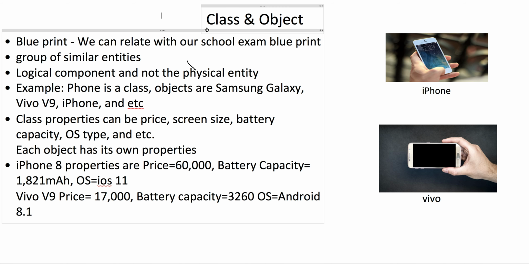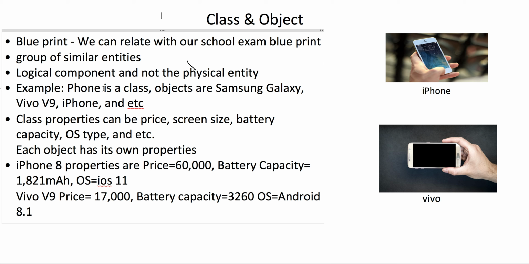Each object need not be dependent on another object. That's the important point. So let's come to the technical definitions. Logical component is class, whereas physical entity is object. Anything which can be physically made, which can be physically sensed, is called an object. Now we can consider a technical example.